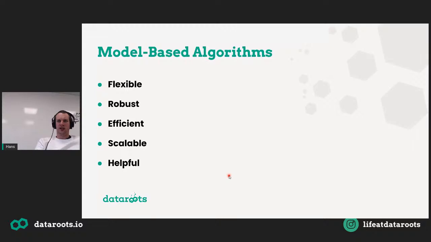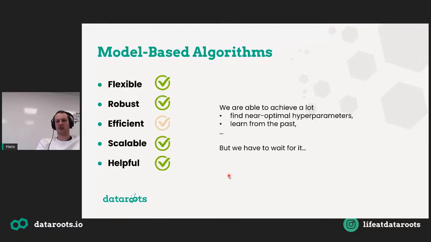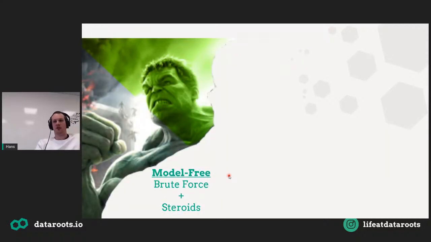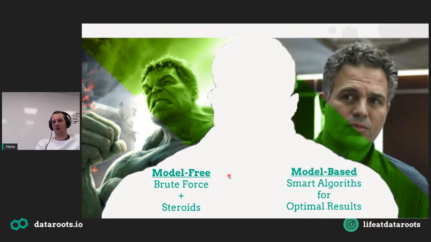So those are our model-based algorithms. We basically almost checked all our boxes. We have a more efficient one. A more effective one, so we can find near optimal hyperparameters or even the optimal hyperparameters. We learn from the past, so we learn from previous mistakes, but we still have to wait for it a while. That's where the hybrid models come in. So we have the model-free one, brute force, or we can use steroids. We have the smart one, model-based and smart algorithms for optimal results.